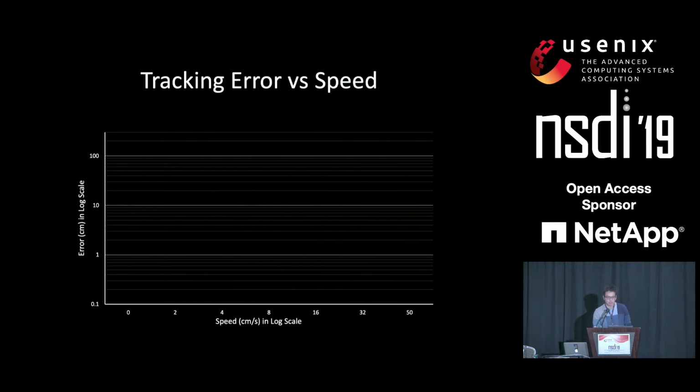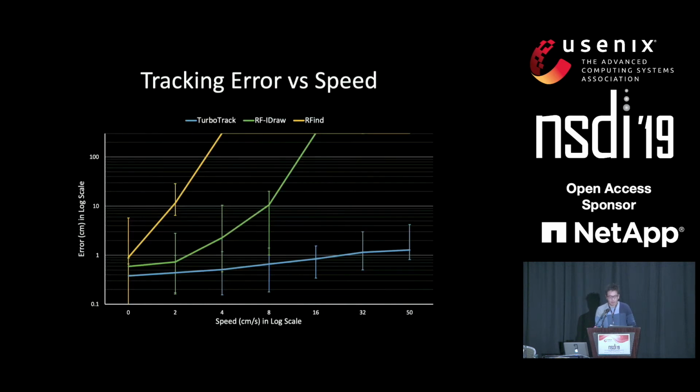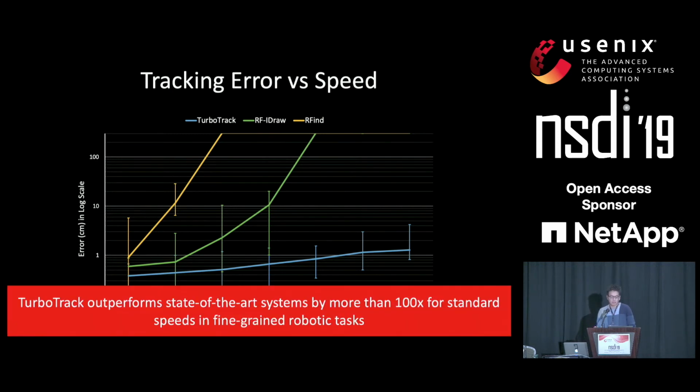Next, I will plot the tracking error versus speed, where on the x-axis is the speed in centimeters per second in log scale. On the y-axis is the error in centimeters. As we can see here, the blue represents TurboTrack, and green and yellow represent the other two baselines. TurboTrack achieves much better accuracy across all the speeds. In fact, TurboTrack outperforms the state-of-the-art system by more than 100 times for standard speed in fine-grained robotic tasks.